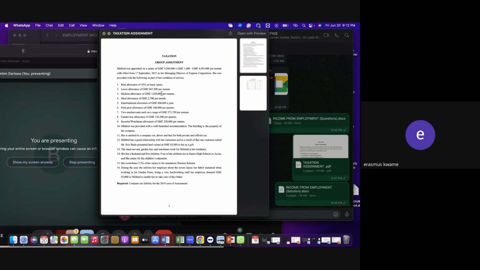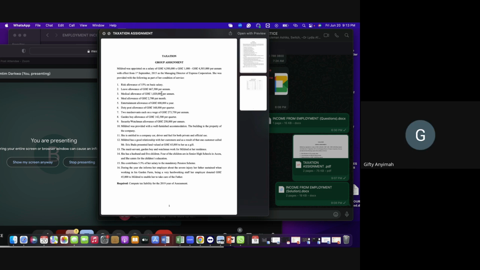Garden boy allowance per quarter. Security or watchman allowance per annum. Mildred was provided with a well-furnished accommodation. The building is the property of the company. This statement changes things and has a lot of implication. That statement, the building is the property of the company, alone changes the dynamics of a whole lot of things. So be careful with that. That single statement has a lot of implication on your workings. I hope you know that.